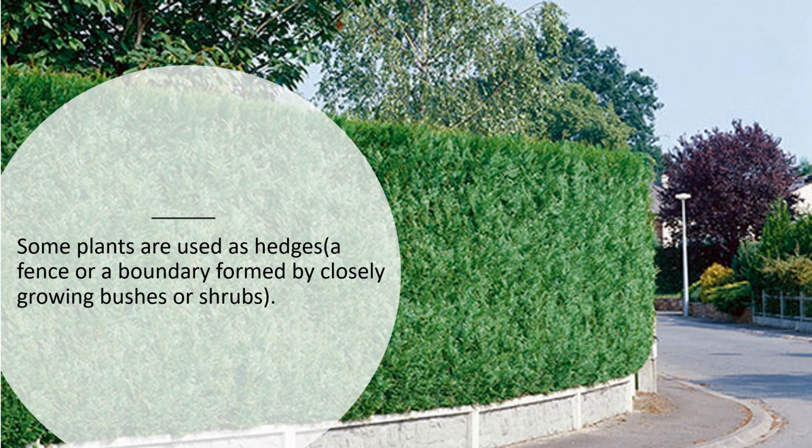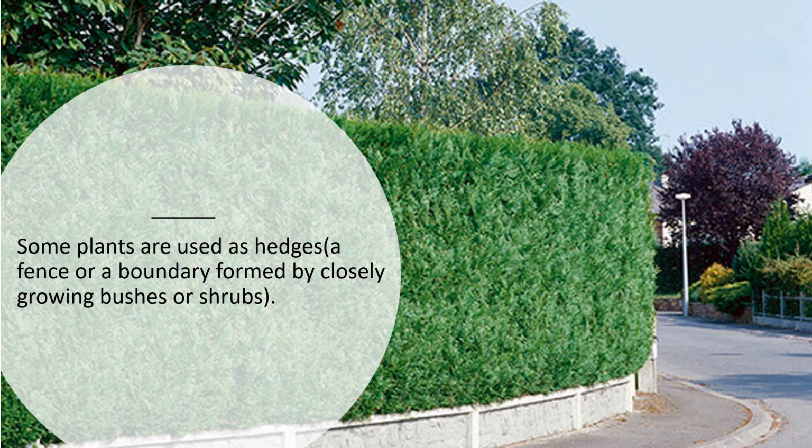Children, look at this garden fence here. It is also called a hedge. Some bushes are grown very close to each other to have a fence like this. Right? Now let us read the line, children. Some plants are used as hedges. What is the meaning of hedges? I have just said it. A fence or a boundary formed by closely growing bushes or shrubs. When you grow bushes or shrubs very closely and you shape it in this manner, it forms a fence or a boundary. Another name for boundary and fence is hedges.